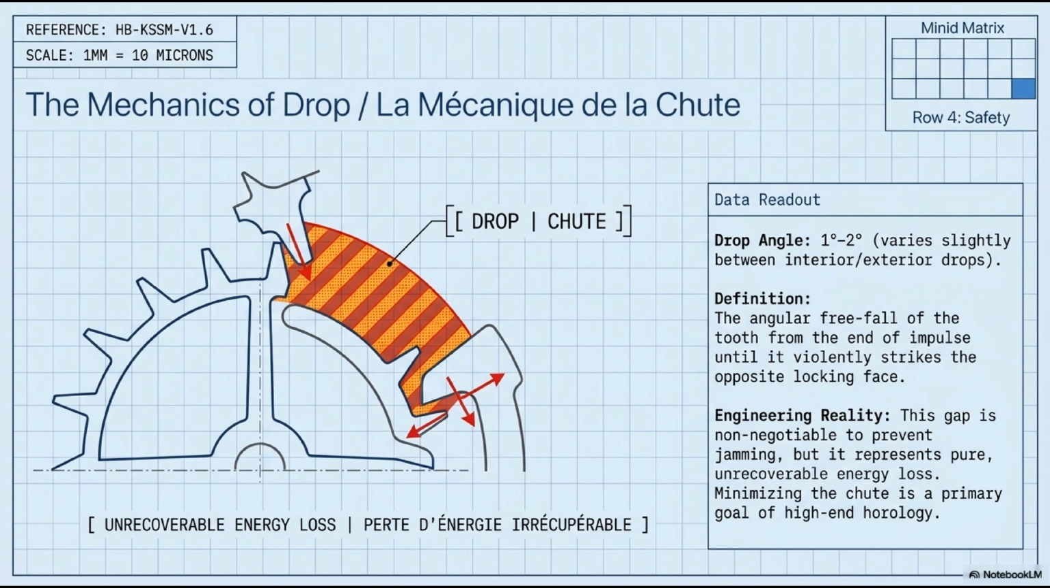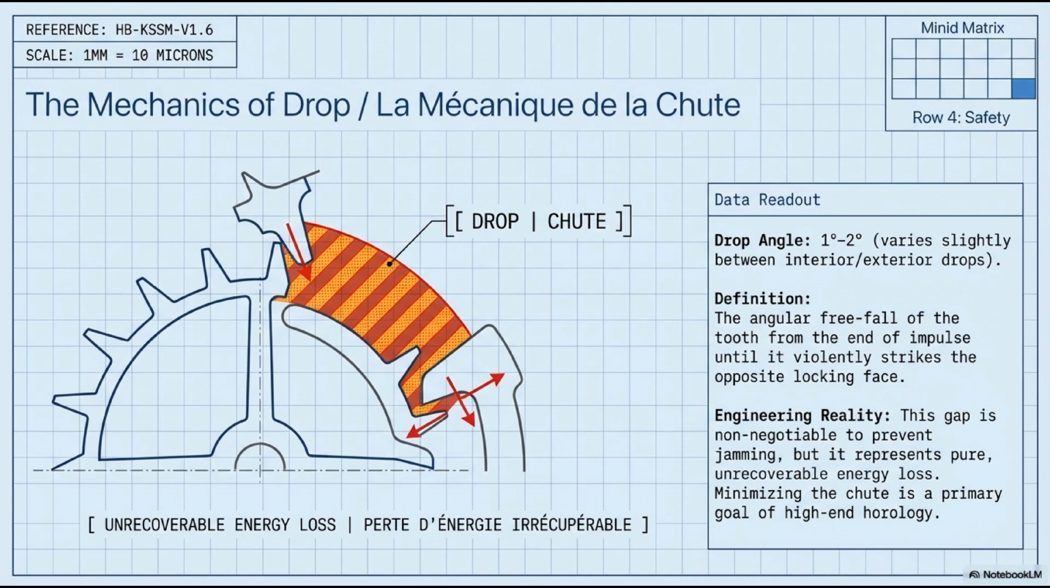Why must the drop exist? The geometric reality: at the moment the impulse tooth separates from the exit pallet stone's impulse tip, the next tooth is still approaching the entry pallet stone's locking face. There must be angular clearance between the end of one tooth's impulse and the landing of the next. If there were zero drop, the two contacts would overlap: the tooth finishing impulse would still be in contact with the exit stone as the next tooth tried to land on the entry stone. Conflict, jam, stoppage. Some drop is mandatory.